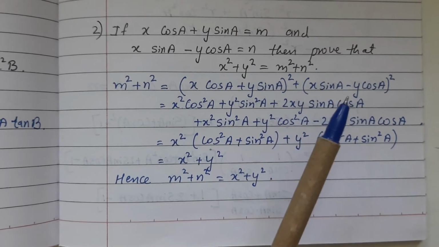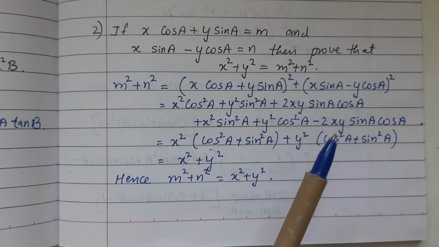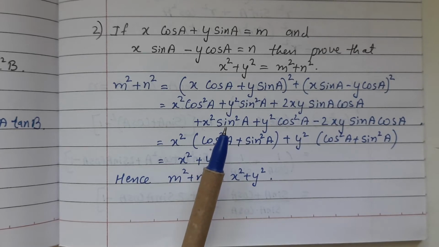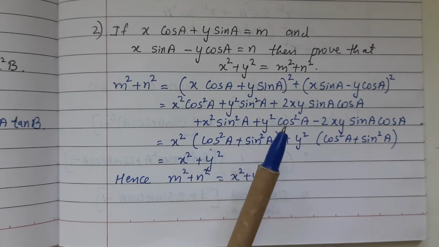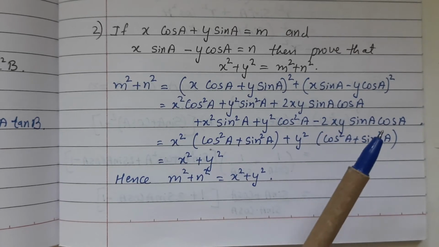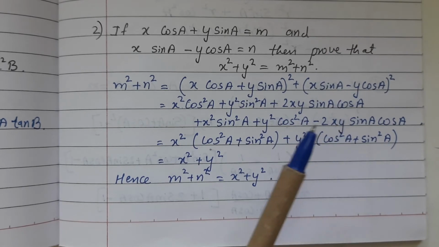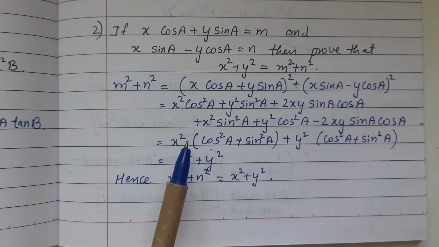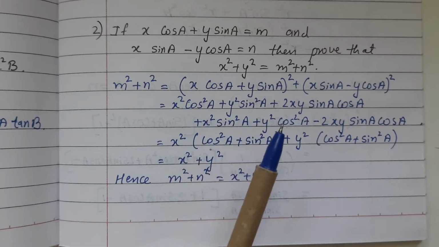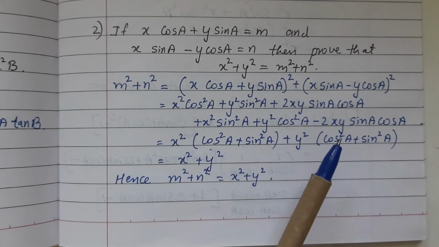Now open this bracket. (a minus b) the whole square is a square plus b square minus 2ab. It is x square sin square A plus y square cos square A minus 2xy sin A cos A. Plus 2 sin A cos A minus 2 sin A cos A cancel each other. In these two terms, x square is common into cos square A plus sin square A. In these two terms, y square is common into sin square A plus cos square A.